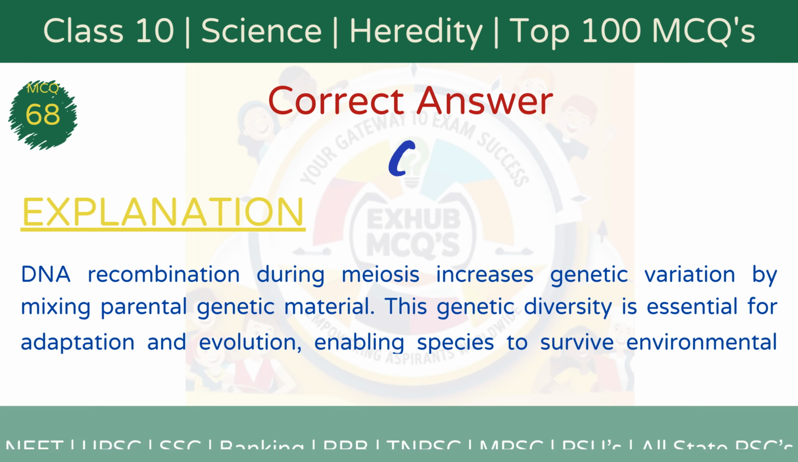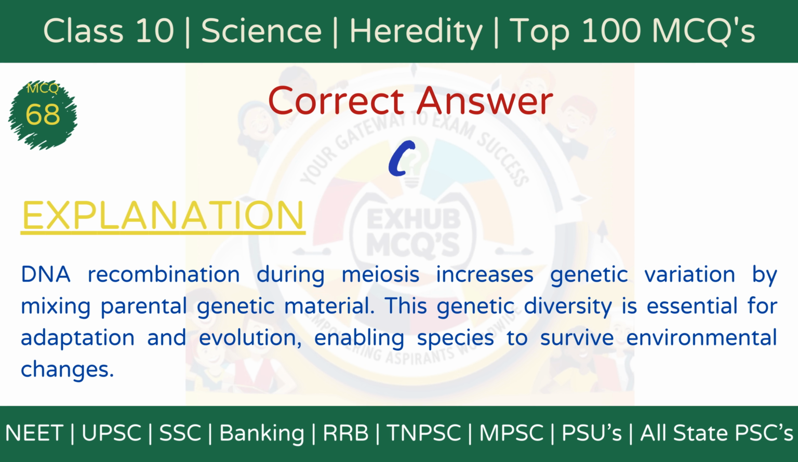The correct answer is option C, increases genetic variation. Explanation. DNA recombination during meiosis increases genetic variation by mixing parental genetic material. This genetic diversity is essential for adaptation and evolution, enabling species to survive environmental changes.